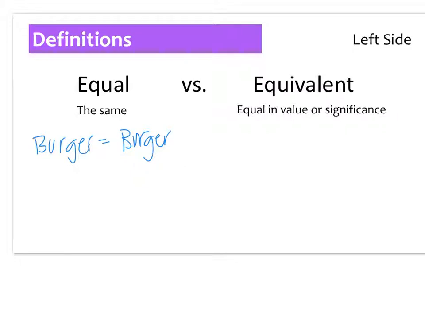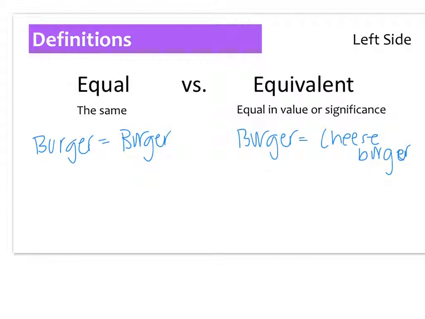Equivalent would be a burger to a cheeseburger. Okay? What is the difference? Well, one of them has cheese, the other doesn't. But at the end of the day, they're still the same thing. They're still a burger. So they're kind of the same thing in that they're food, they're burgers, but just one of them has one little difference.